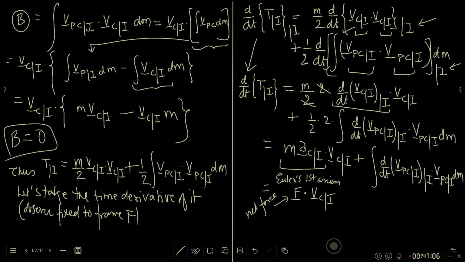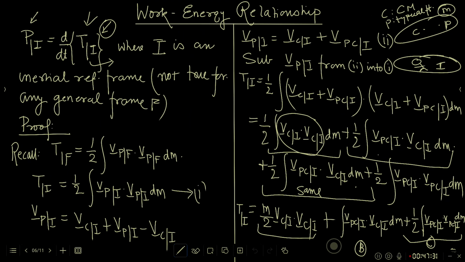Also keep in mind that had I not taken this frame to be I, if this frame was F, M ACF, I cannot replace M ACF with F alone. For that to be true, the frame has to be inertial. And that signifies why I said earlier that for this to be true, the frame has to be an inertial reference frame. All these things are important. I believe they are very important.